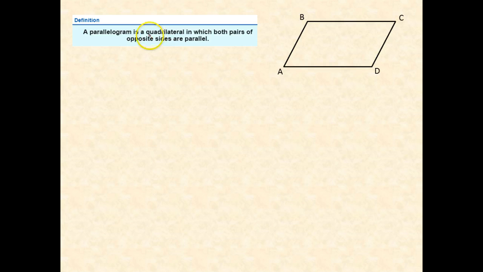So a parallelogram is a quadrilateral, so that means it has to have four sides, in which both pairs of opposite sides are parallel. So in this case, segment AB is parallel to segment CD, and segment BC is parallel to segment AD. So that's a parallelogram, and that's how it's defined. We're going to learn about some of the other properties of parallelograms, but we're always going to have to come back to the definition of a parallelogram being that both pairs of opposite sides are parallel.